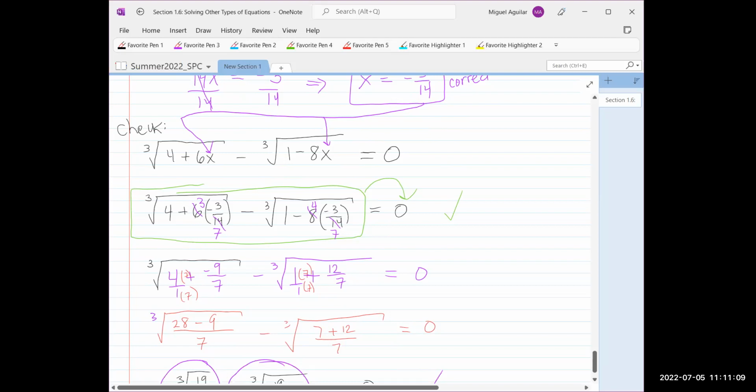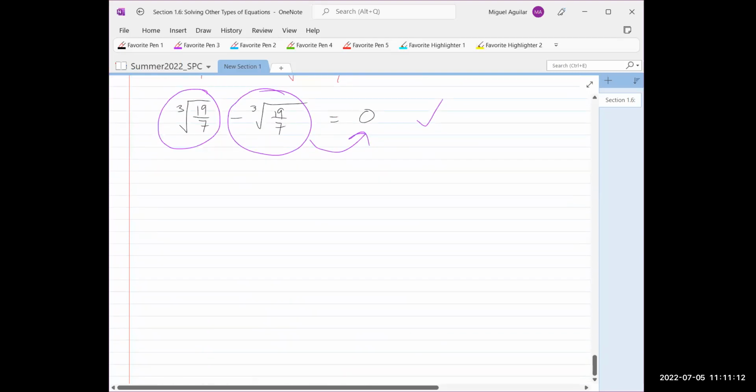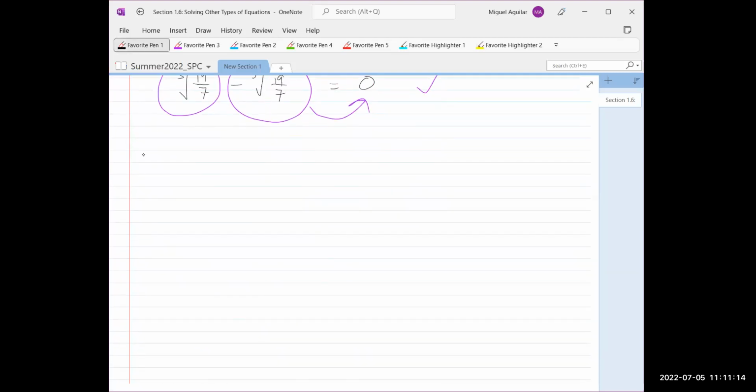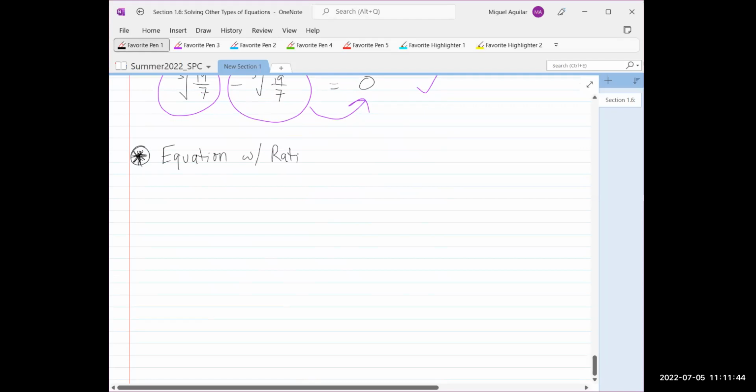Okay. With the remaining time, I have to squeeze in the last type of equation. And again, we're going to have some more time to practice tomorrow on the practice test and ask questions. So do not be discouraged if this is going fast. It's solving 4 new types of equations in one class setting, okay? So don't freak out too badly. The last type of equation is called an equation with rational exponents.